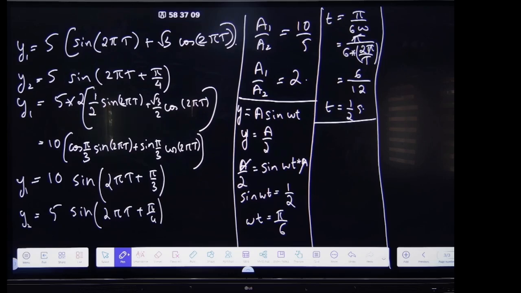Next question. The circular motion of a particle with constant speed is option 1, periodic but not S-H-M. Second option, okay, it is a theory question. You can do it yourself.